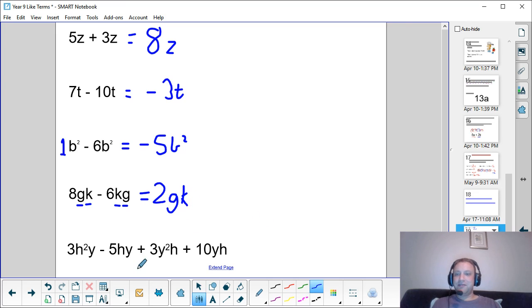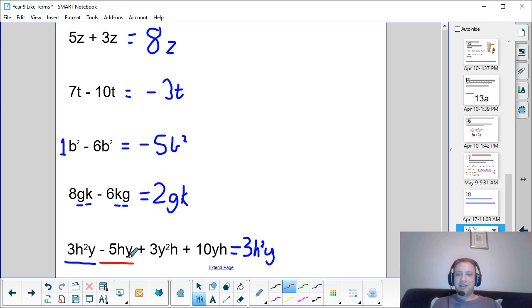Then with the last one, let's just go looking for like terms. Okay, so this one has an h squared and a y as the variables in the first term. I've got to go looking for anything else that has an h squared and a y in it. And there are actually no like terms for this particular one. Okay, so I'm not going to do anything with it. It's part of my question, so it's part of my answer, but I'm not going to be adding or subtracting any of these other objects with it. All right, we'll move along the line.